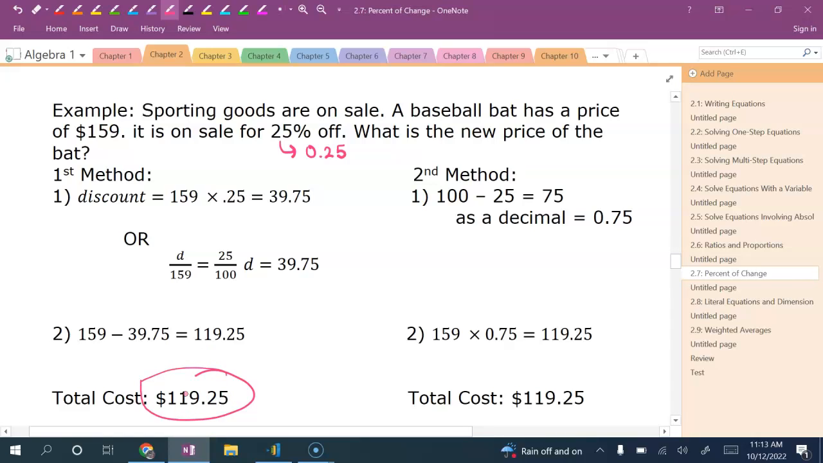And that gives you that total selling price of $119.25. Now the second method, you start by taking 100 minus that 25% to get you 75%. As a decimal, that's 0.75. So then you take the cost of your item, 159, times 0.75, and you still end up getting that $119.25.